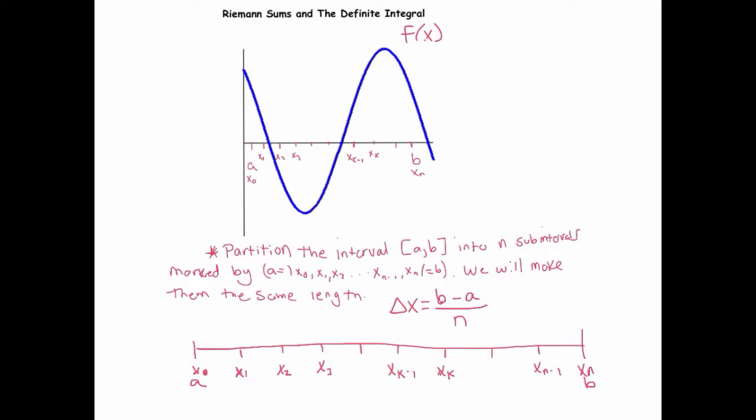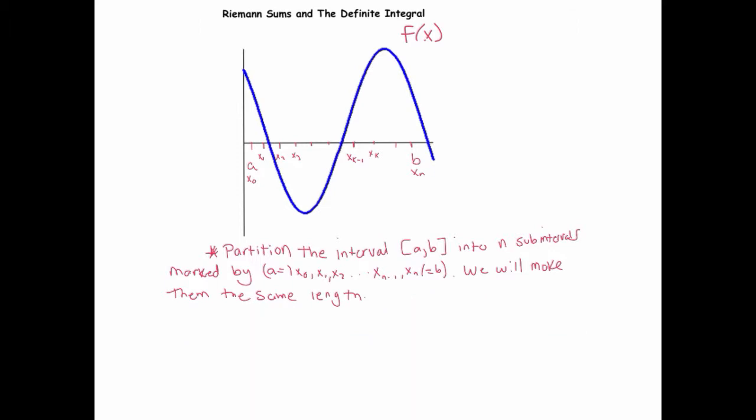And they're all equal length, so this distance here, that's delta x, it's b minus a divided by n, as is this one here. So they're all the same length. The rectangles we're going to make have the same size base. So now I'm going to put this up here in the corner.